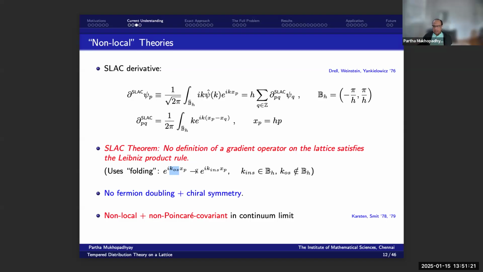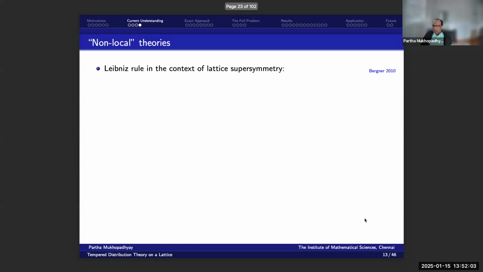I am referring to that as folding. It's a standard thing to do in lattice. That's what they do, and they conclude that there is no way to preserve the Leibniz rule. Because of that, the theory is non-Poincare covariant and does not have desirable local properties, as was shown by Karsten and Smith by applying this derivative in QED. What they show is that this becomes non-renormalizable, because the counter terms for doing the renormalization are non-local, and they don't have the right local property in the continuum limit.